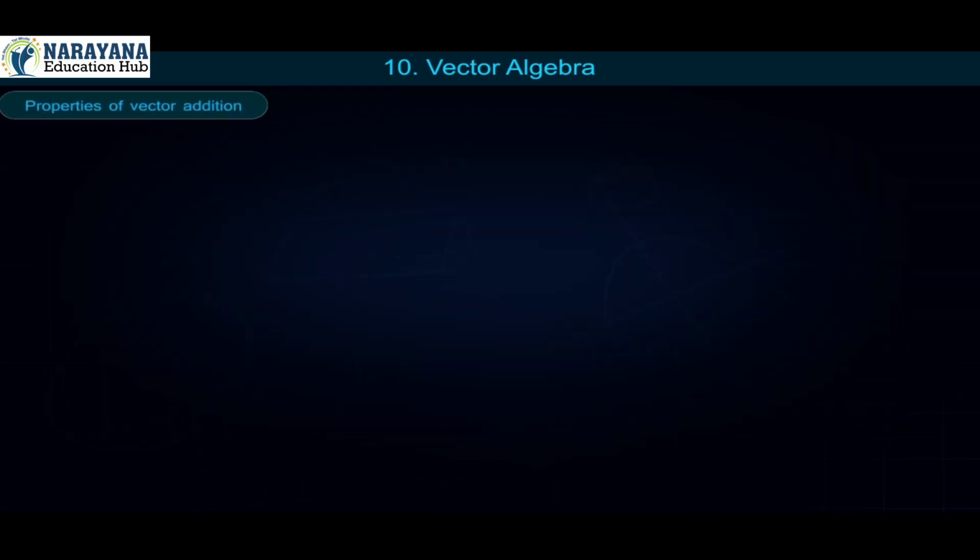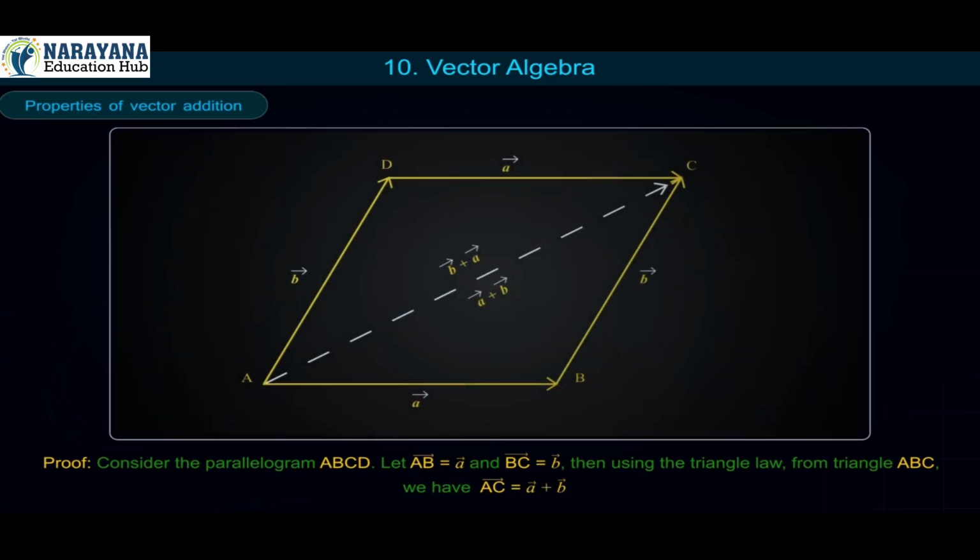Properties of vector addition. Property 1. For any two vectors, vector A and vector B, vector A plus vector B equals vector B plus vector A, which is the commutative property. Proof. Consider the parallelogram ABCD. Let vector AB equal vector A and vector BC equal vector B. Then using the triangle law, from triangle ABC we have vector AC equals vector A plus vector B.